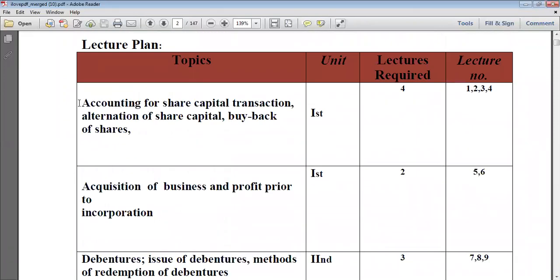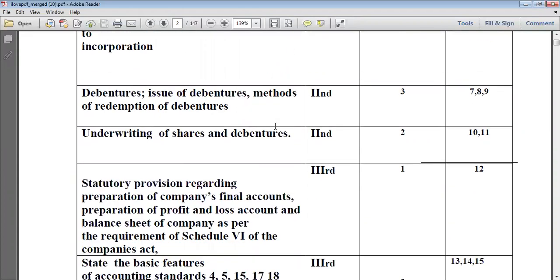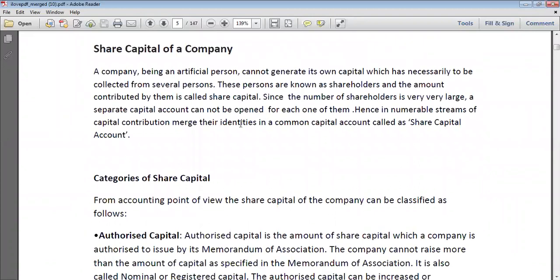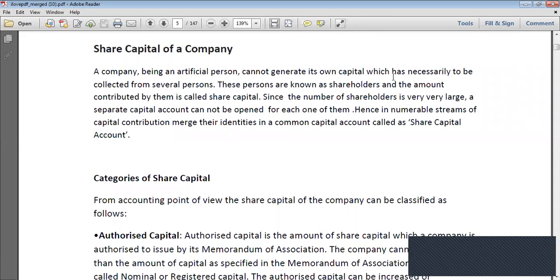So the first topic we are going to cover is accounting for share capital. Before understanding the accounting for share capital, we have to study what share capital is. See, what is the share capital of a company? A company, being an artificial person, cannot generate its own capital, which is necessary to be collected from several persons. These persons are known as shareholders, and the amount contributed by them is called share capital.